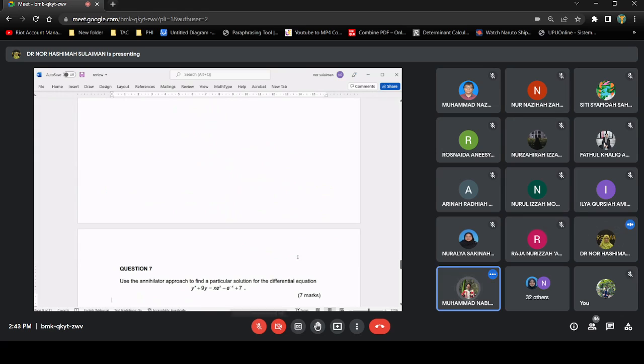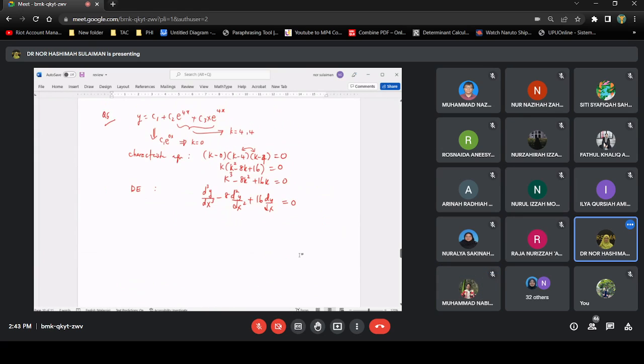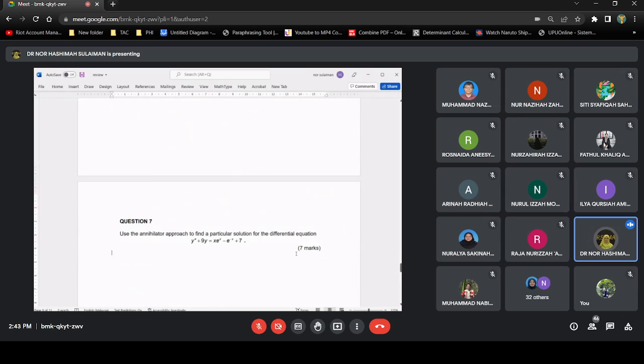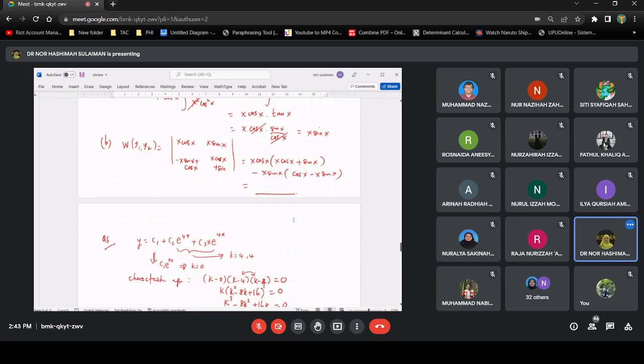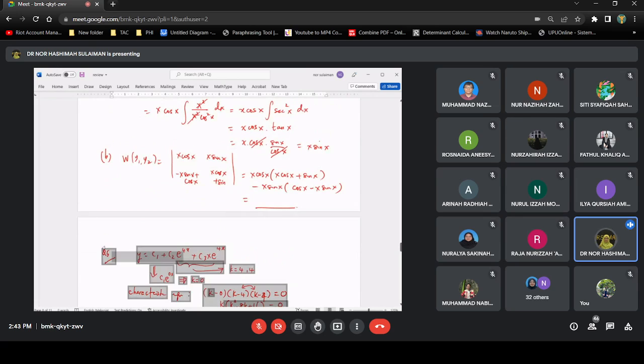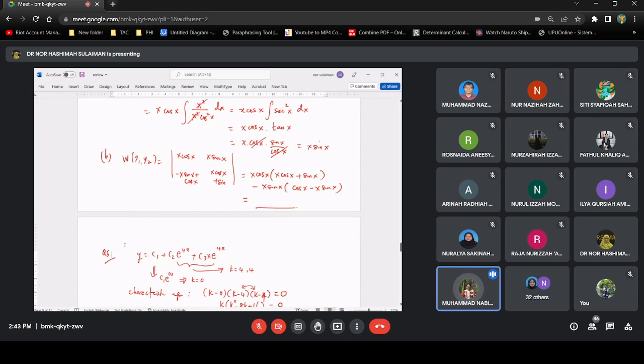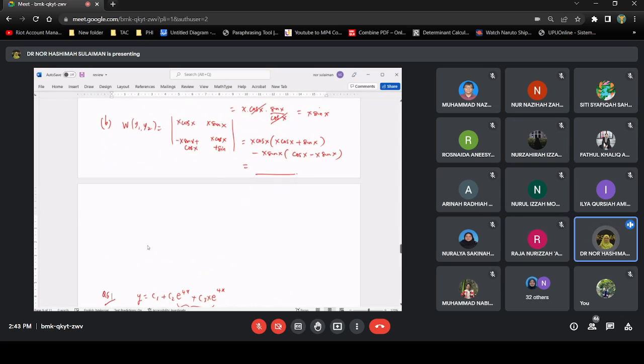Oh, pergi mana? Sekejap. Pergi mana? Macam tu lah. Boleh? Boleh ke? Boleh. You all ni nak jawab pemalas. Mana ni?